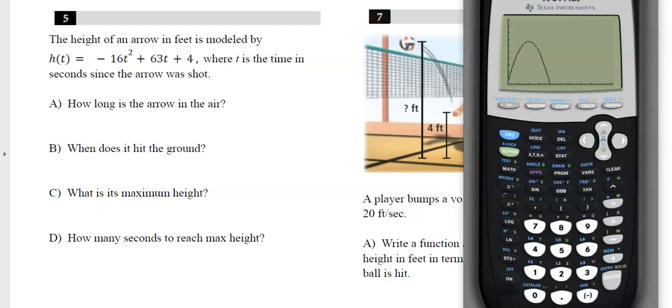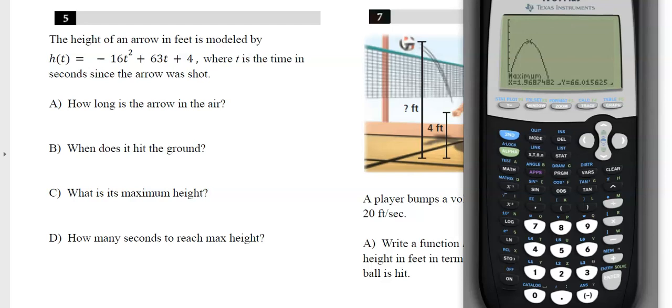For the max, I think my window's okay. So let's calculate the max. Second calc 4. And right now you can see that I'm at x equals 5, and so I'm way too far to the right. So I'm going to move this to the left. And now we're coming back. There we go. So enter. And let's go to the right side. Enter. Guess.